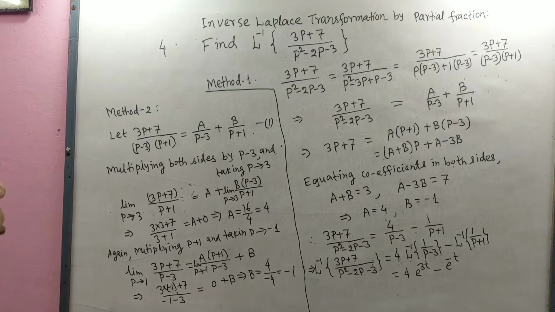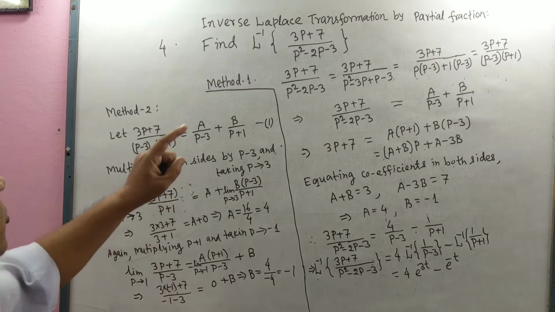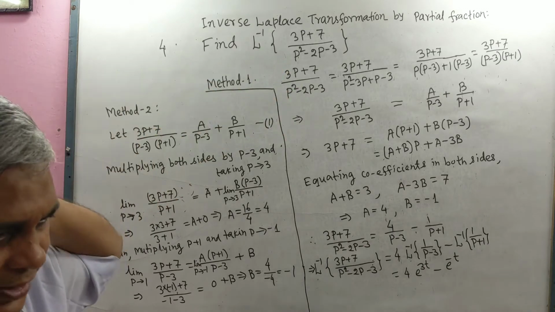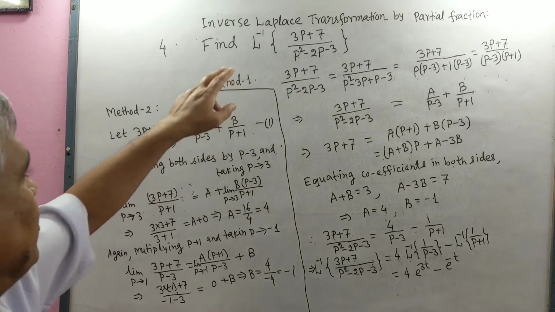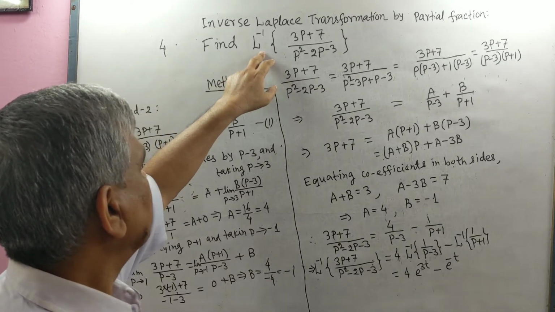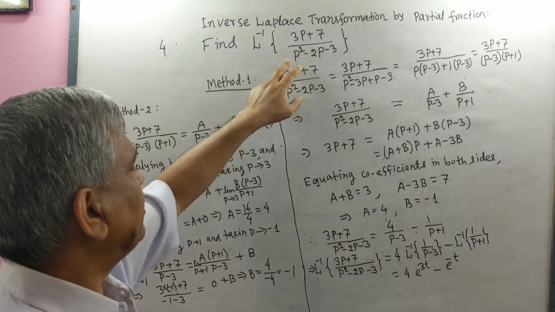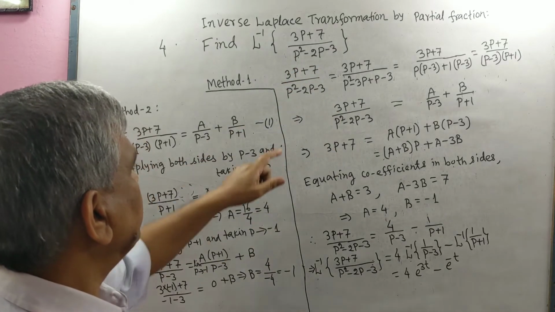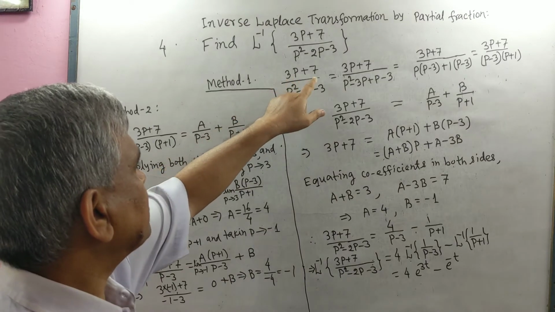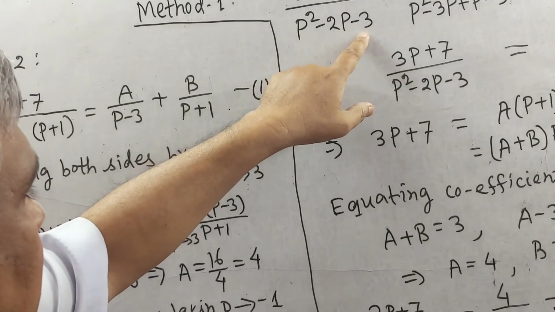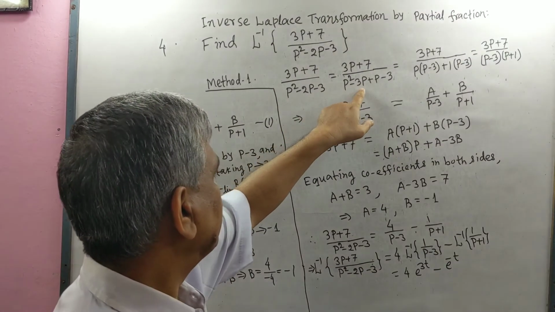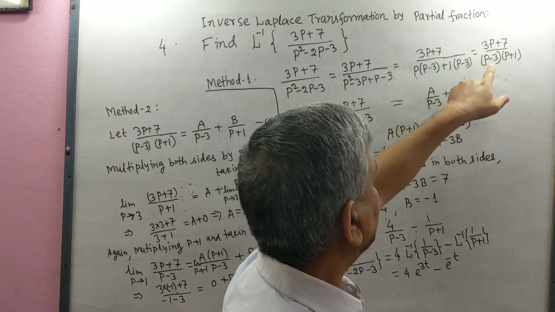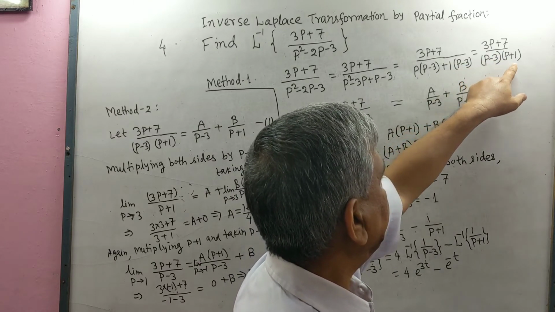Now we shall solve a problem which is solved by inverse Laplace transformation using partial fractions. Our given problem is L inverse (3p + 7)/(p square minus 2p minus 3). Firstly, we write (3p + 7)/(p square minus 2p minus 3). We factorize this. Factorize: (3p + 7)/((p minus 3)(p plus 1)).